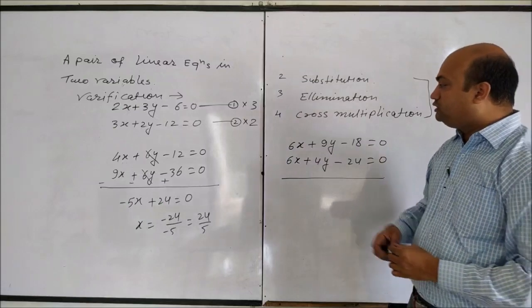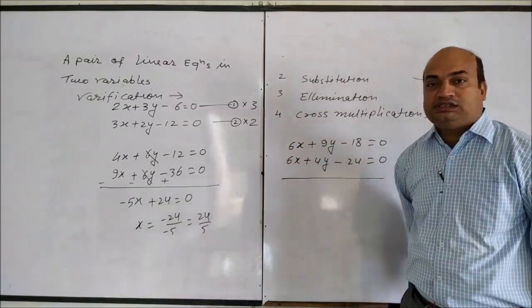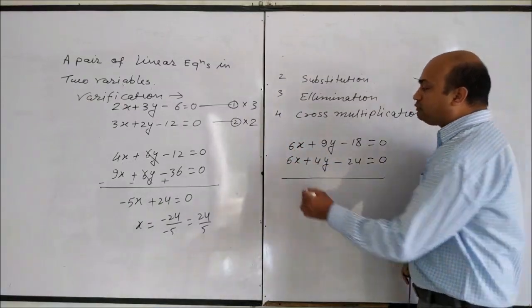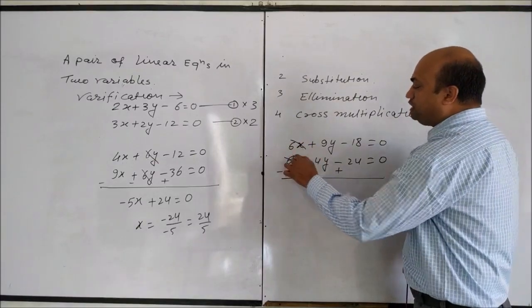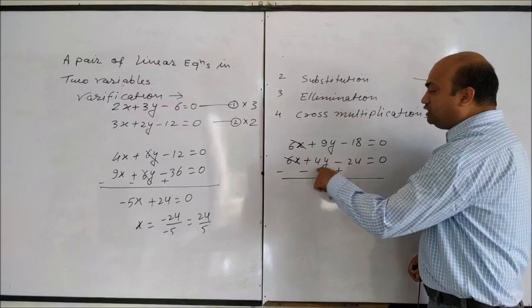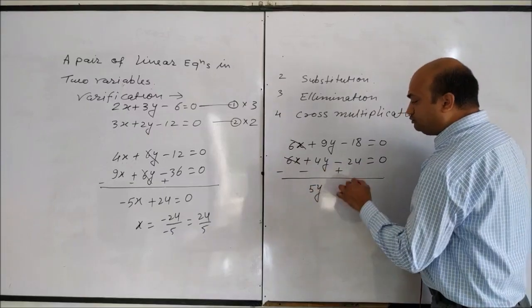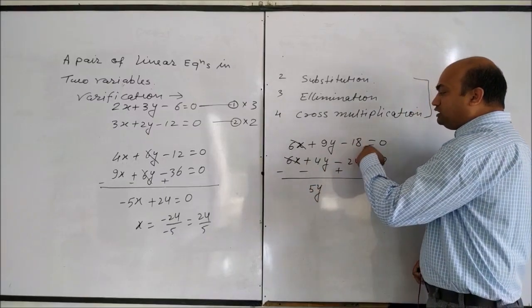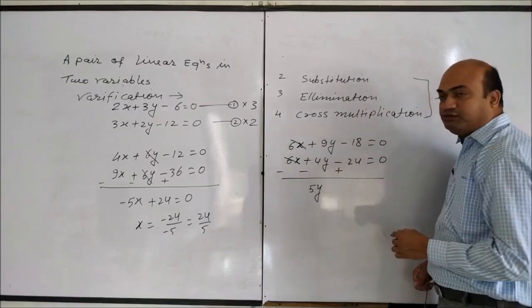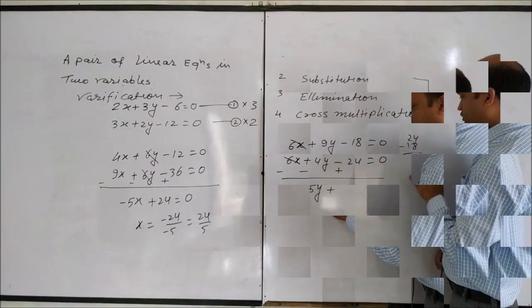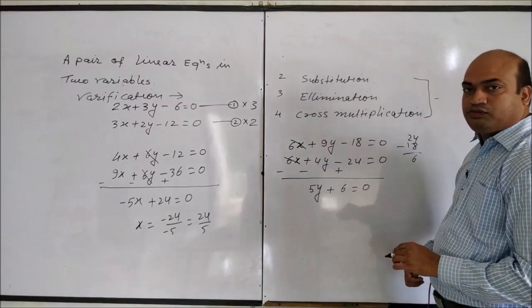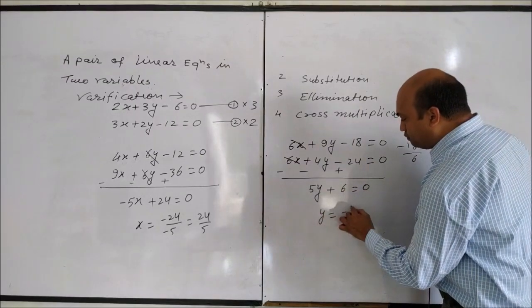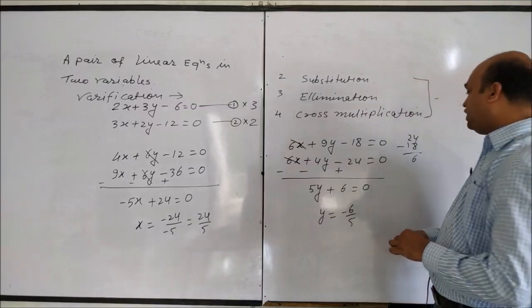We have here made the coefficient of x equal. Again we subtract, just change the sign. This will be cancelled. 9y minus 4y is 5y, and minus 18 plus 24 is 6 we get, is equal to 0. Then y we will get minus 6 by 5.